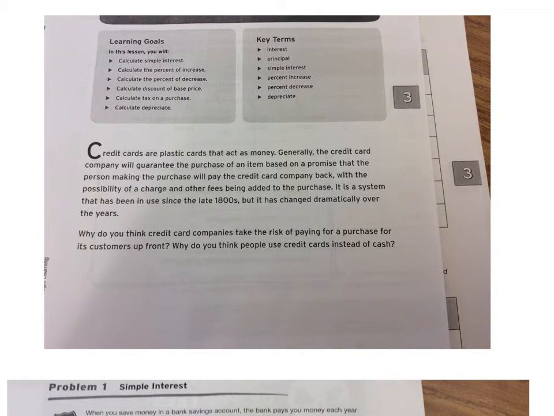Credit cards are plastic cards that act as money. Generally, the credit card company will guarantee the purchase of an item based on the promise that the person making the purchase will pay the credit card company back, with the possibility of a charge and other fees being added to the purchase. That's called interest. Now, the way credit cards work is, if I buy something on my credit card, say I spend $200, they're going to send me a bill, and they might say you only have to pay $20. Well, if I only pay $20, they're going to charge me interest. But if I pay the full $200 I spent, I don't have to pay any interest.